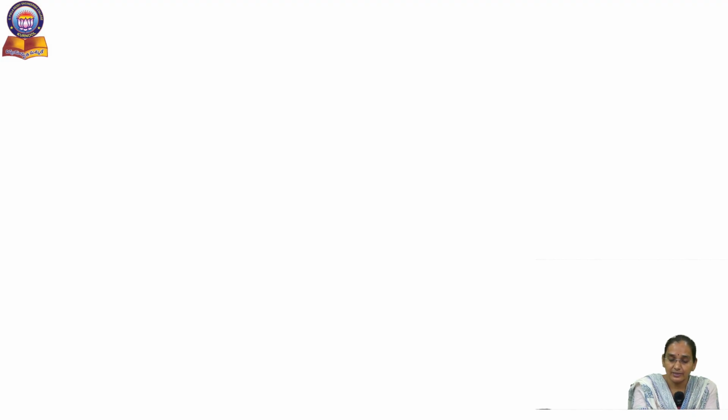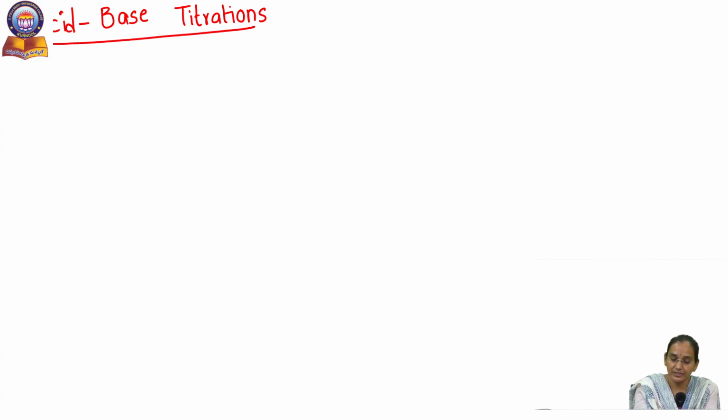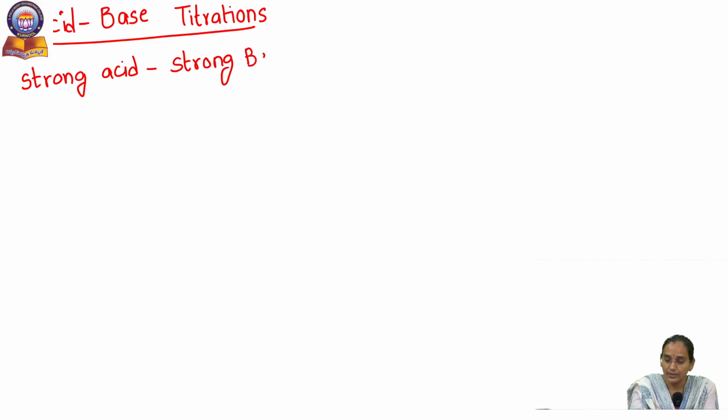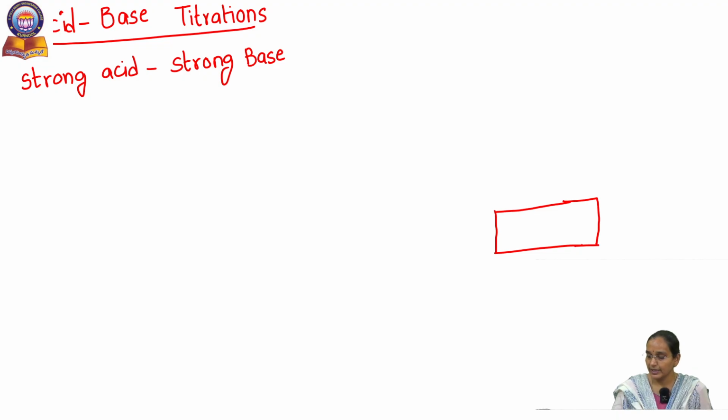First, consider acid-base titrations. Coming to acid-base titrations, we have different types of acid-base titrations. The first one is strong acid versus strong base. How are we going to do this acid-base titration under conductometric titration? First, a conductivity meter is taken.